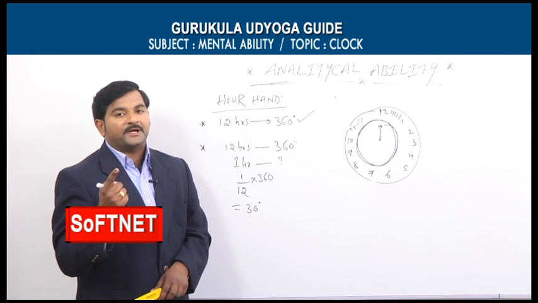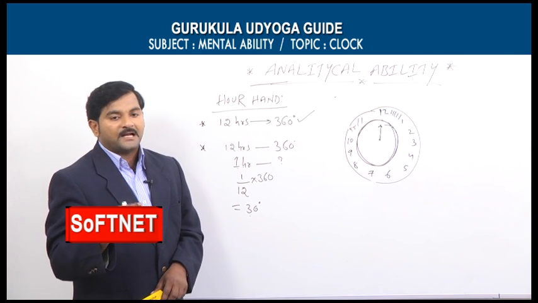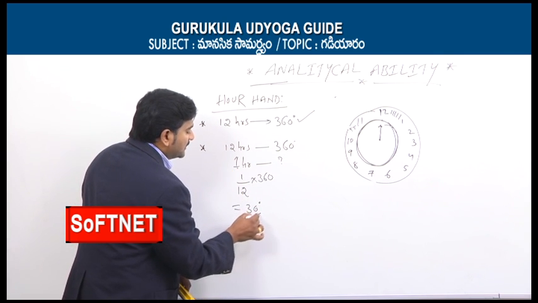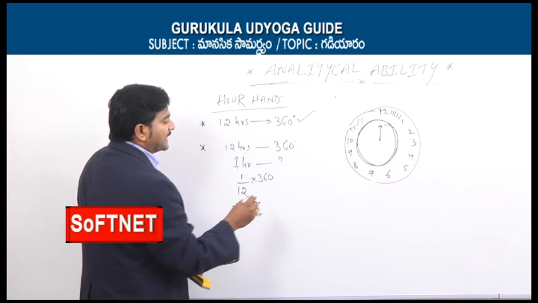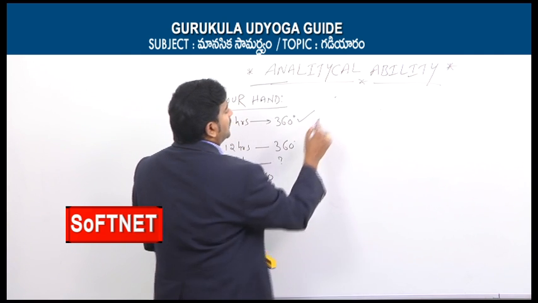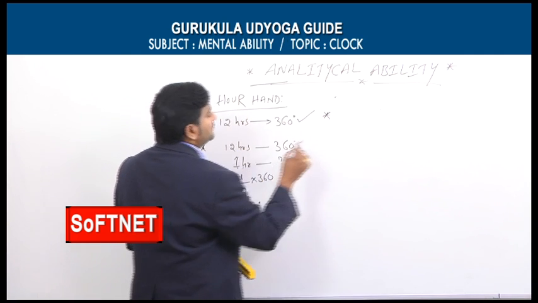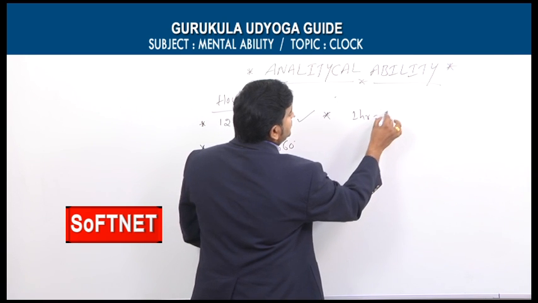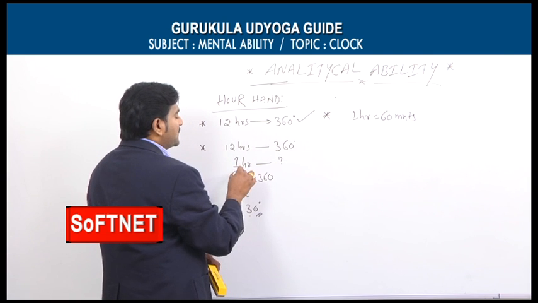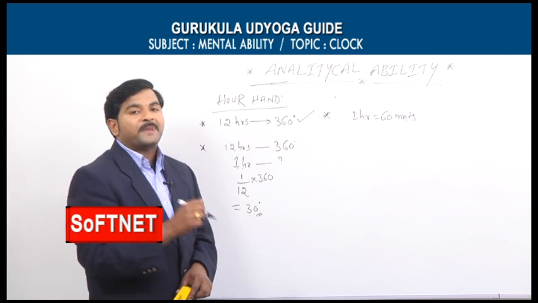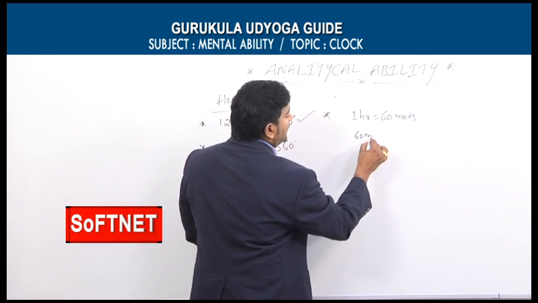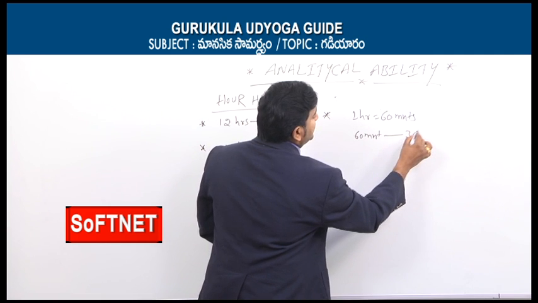As I already told you, first point, in the span of 12 hours, the hour's hand makes 360 degrees. In the span of 1 hour, the hour's hand makes 30 degrees. So this is also the second important point. Now if you talk about the third point, we already know 1 hour is equal to 60 minutes. The hour's hand makes 30 degrees in the span of 1 hour, which means 30 degrees in the span of 60 minutes.